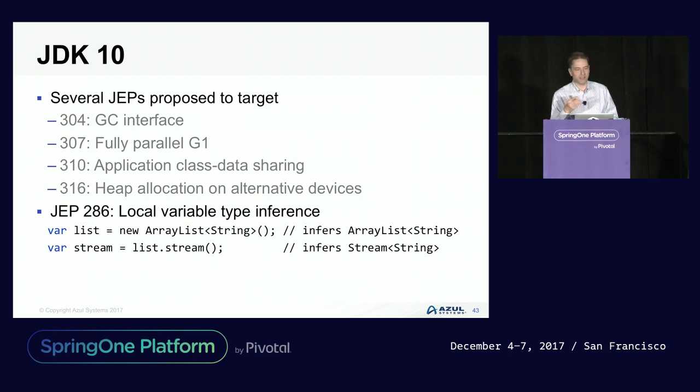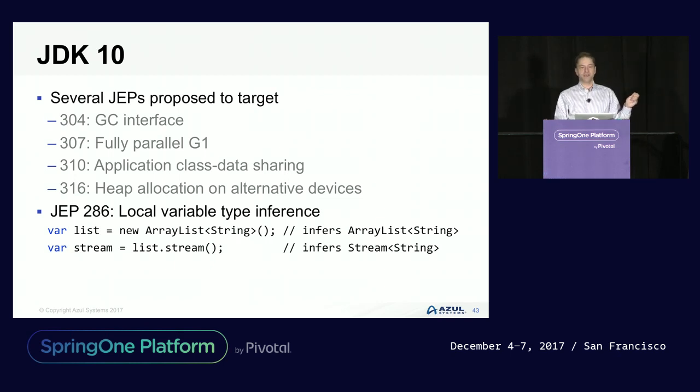Now it's the idea of putting application class data in there as well, so you can share that amongst JVMs. And heap allocation on alternative devices. What this does is allow the heap to be split across volatile RAM and non-volatile RAM. So there's different ways of doing that.